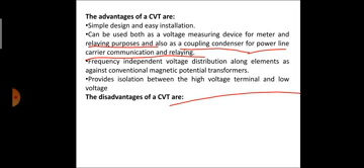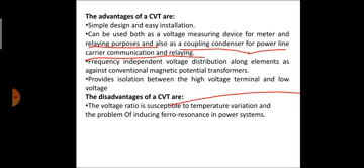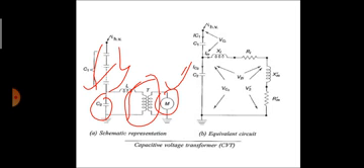Now talking about the disadvantages of a CVT, the very first disadvantage is that the voltage ratio is susceptible to temperature variation, and the problem of inducing ferroresonance in power systems can be seen if we go for a CVT. I hope up till here it was understood, and this is the figure of a CVT.